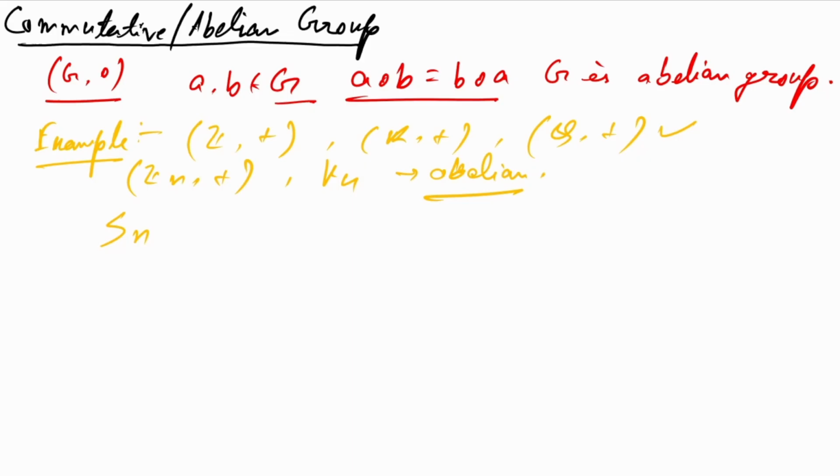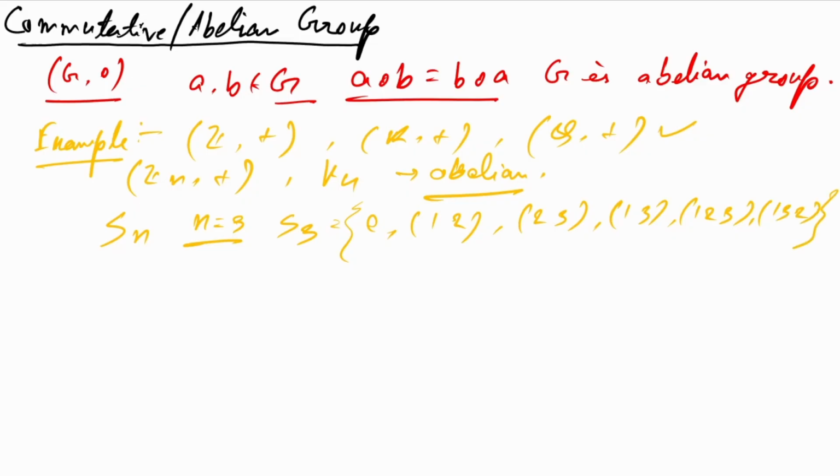Why? As example, take n equal to 3. So we have S3. So what is S3? S3 is identity, (1 2), (2 3), (1 3), (1 2 3), and (1 3 2). These are the elements of S3, the permutations of the numbers 1, 2, and 3.